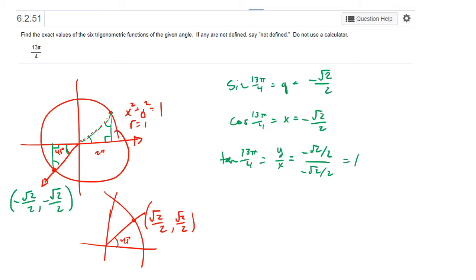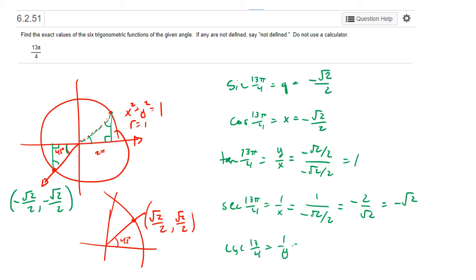Then we have the secant of 13 pi over 4. That's 1 over the x coordinate, or 1 over negative root 2 over 2, which simplifies to negative 2 over root 2, or just negative root 2. The cosecant of 13 pi over 4 is 1 over the y coordinate. Since the y coordinate is the same as the x coordinate, this simplification is exactly the same. It's also negative root 2.